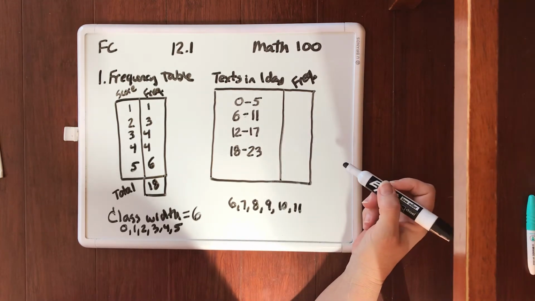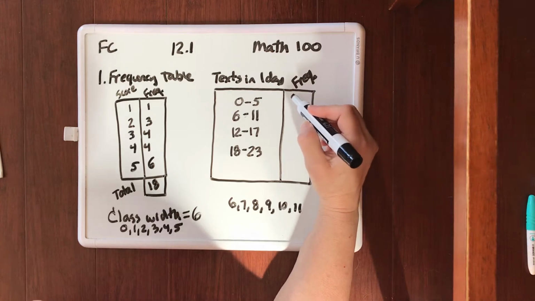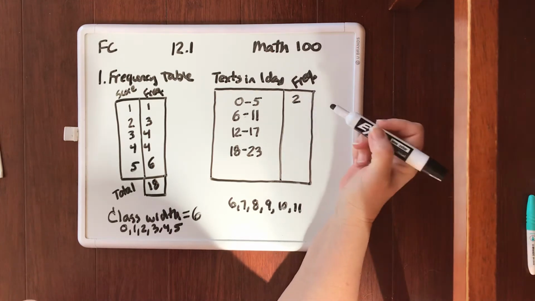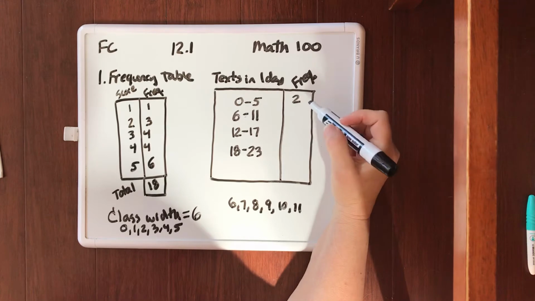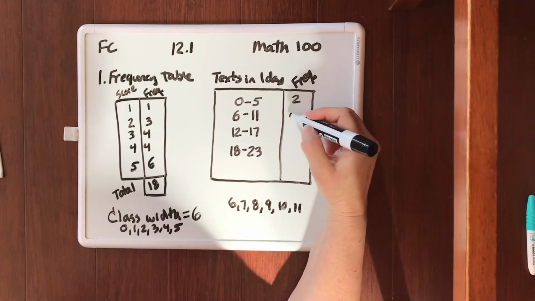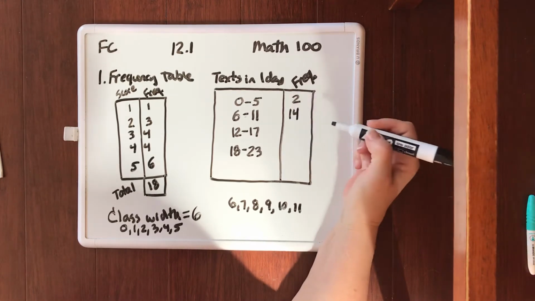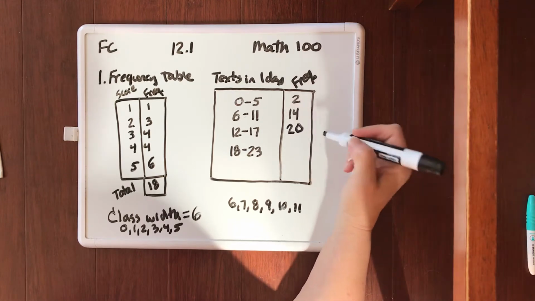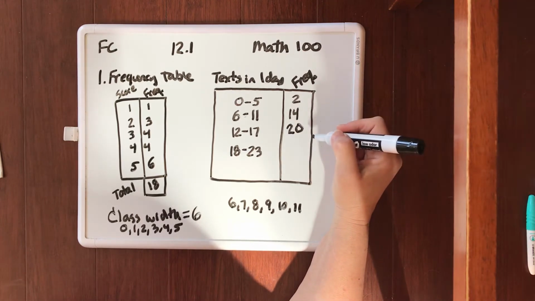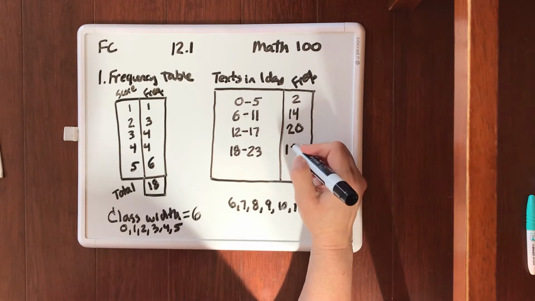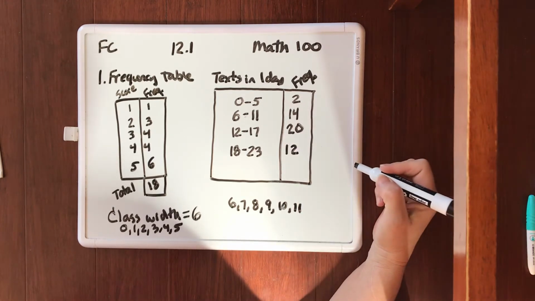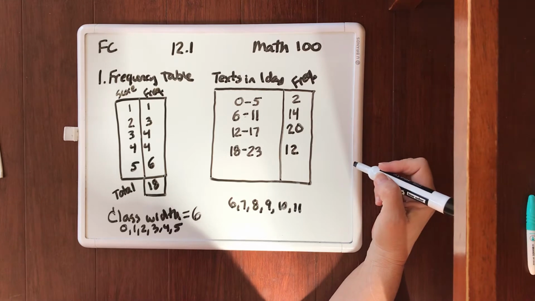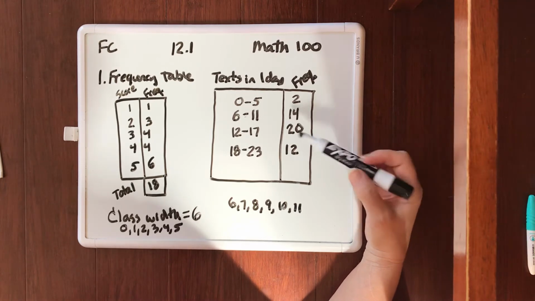Okay, so frequency. I just made this up. Only 2 people made from 0 to 5 texts in one day. And then 14 people made from 6 to 11 in one day. And then 20 people said they made from 12 to 17 in one day. And then 12 people said they made from 18 to 23 in one day. Okay, so that's a different type of frequency table.